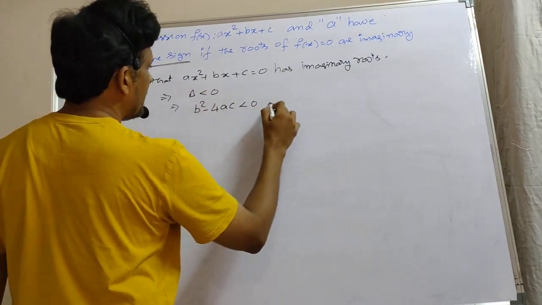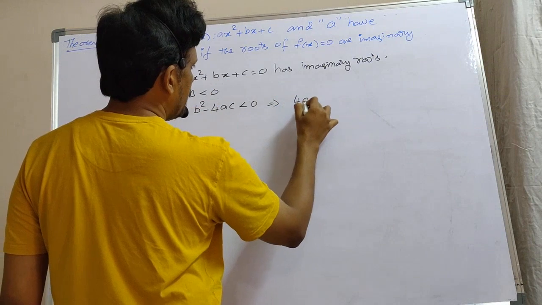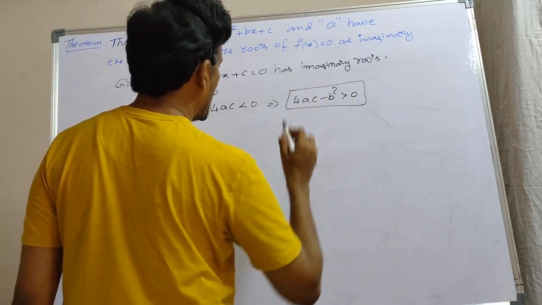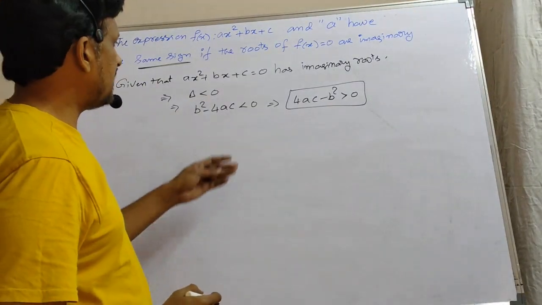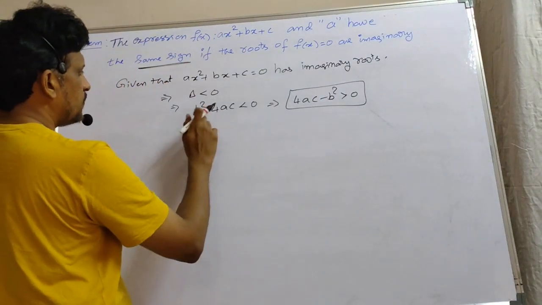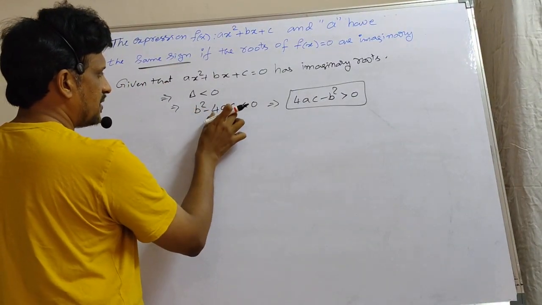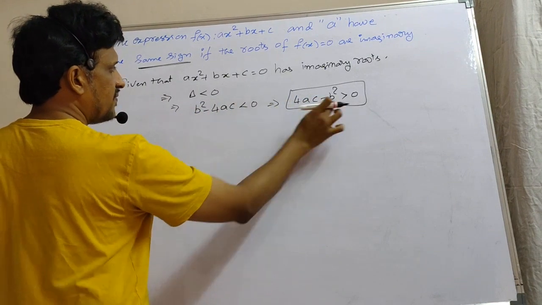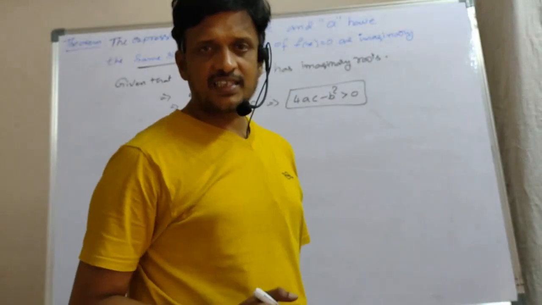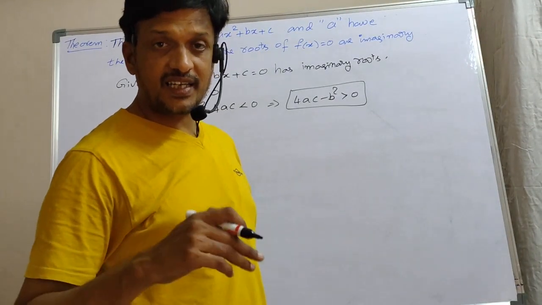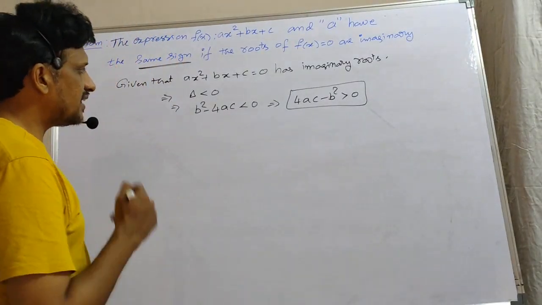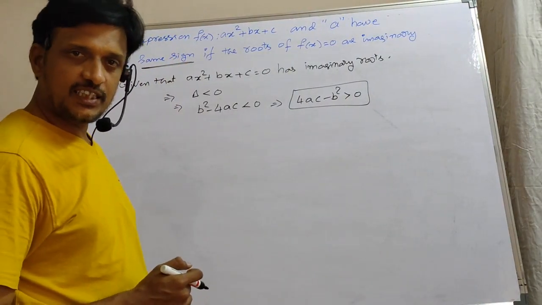So if you multiply with the negative sign, you will get 4ac minus b square is greater than 0. Remember, if you are multiplying with the negative sign, then the relation less than will become greater than. So this will be minus b square plus 4ac, means 4ac minus b square, greater than 0. For example, minus 3 is less than 0. If you multiply with negative sign, you are getting 3 which is greater than 0. That is why we change the inequality symbol. Okay then, we got the result that 4ac minus b square is greater than 0.